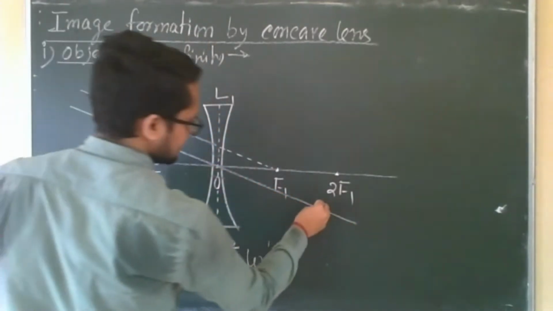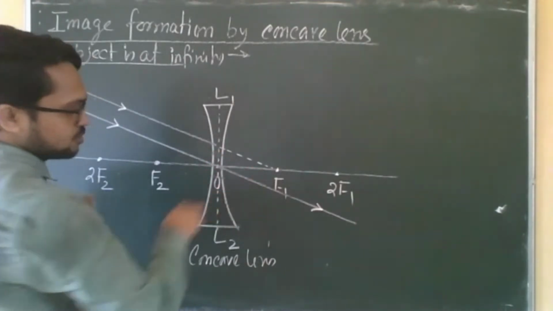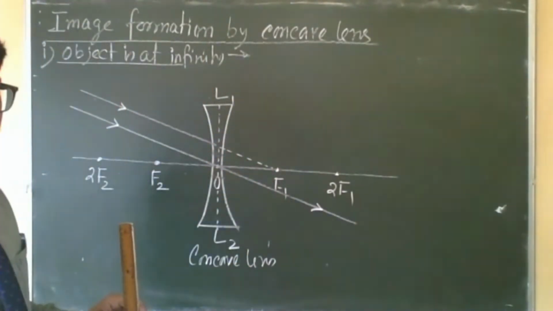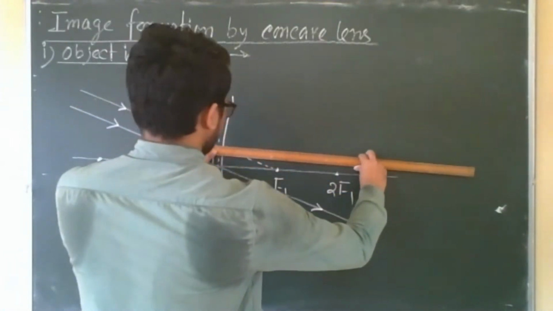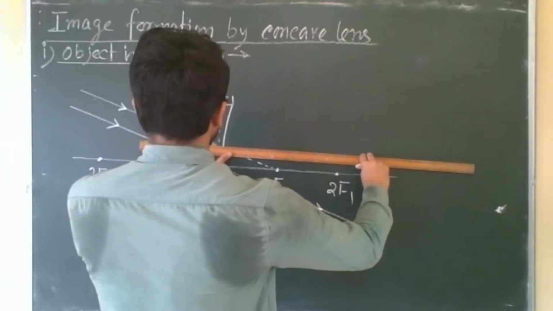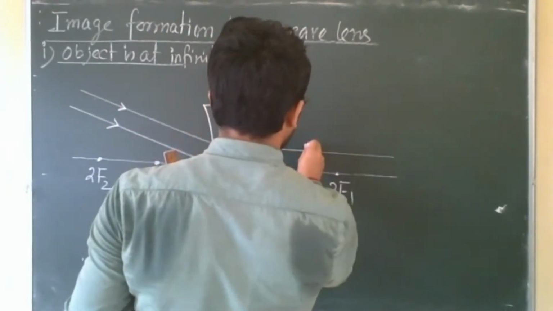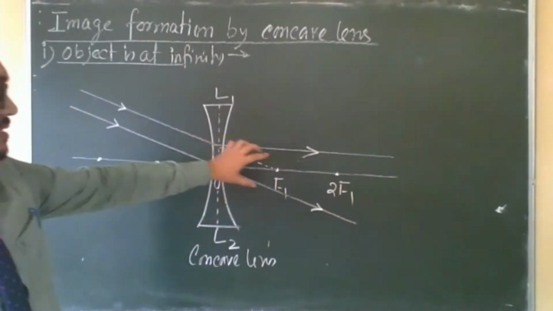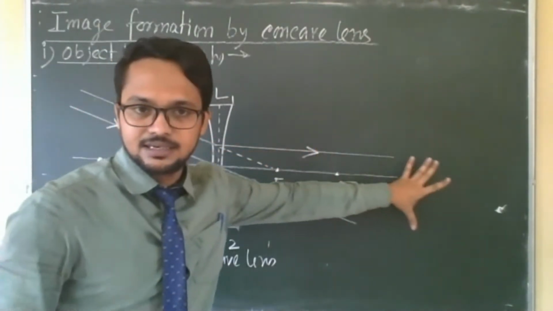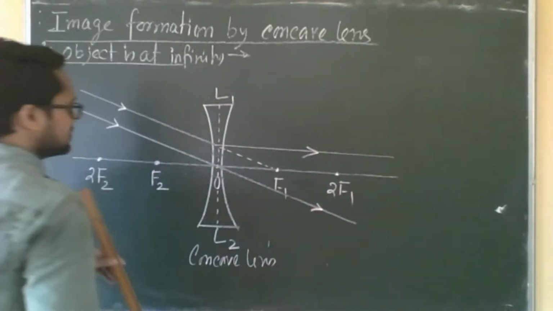These are the incident rays. For this one, which is passing through f1, what will happen to that ray? After refraction, that ray will be parallel to the principal axis, right? Clear? So you can easily see that on the right side of this lens, rays are getting diverged. Rays are getting separated from each other. So on this side, image cannot be formed.